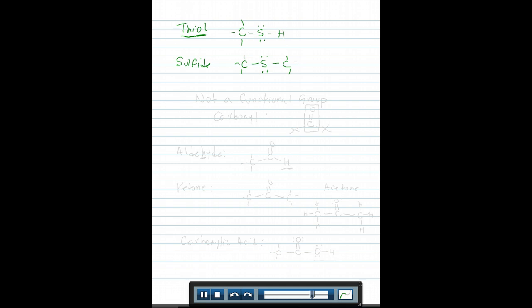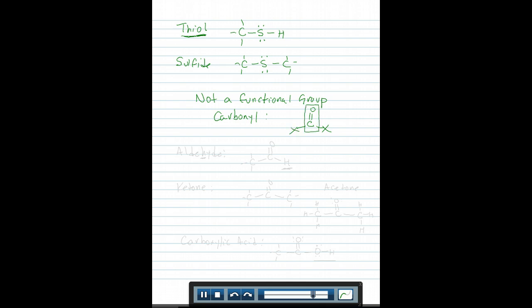Now, the remainder of the compounds have this special group to it. This is not a functional group. Okay, I'm going to put here, not a functional group. This is just part of the functional group. All right, and that would be a carbonyl. A carbonyl is just a special group. It's a carbon with a double bond oxygen. And it doesn't really matter what is over here. This part of it is the carbonyl.